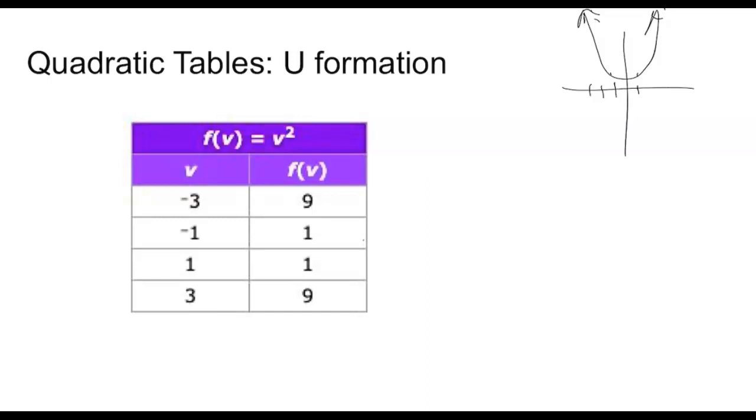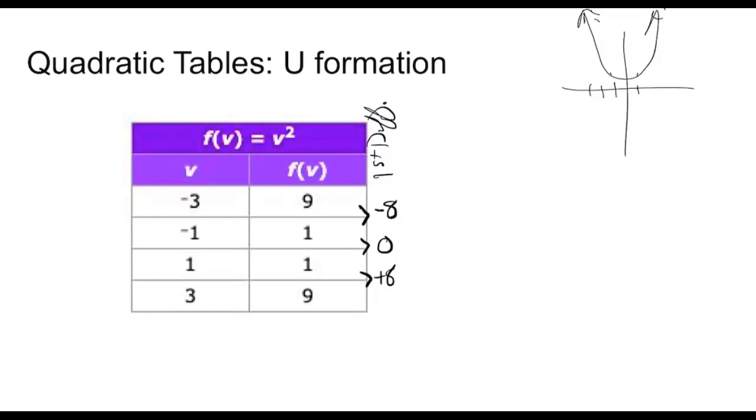So the first thing I did here is, remember in linear how we use the first difference? We still use differences. We just don't use the first difference anymore. So how do I get from 9 to 1? Well, I subtract 8, right? How do I get from 1 to 1? Well, I don't do anything. It's still 0. How do I get from 1 to 9? I add 8. This is my first difference.